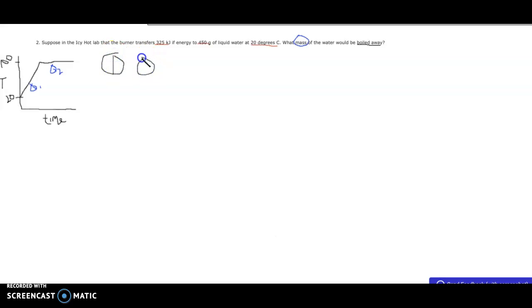Okay, so Q1, and then we have to figure out which equation to use. So for Q1, we can see there is a change in temperature. So if there's a change in temperature, we go to our MC delta T equation. And then we can just plug things in. So we know our mass is 450 grams.